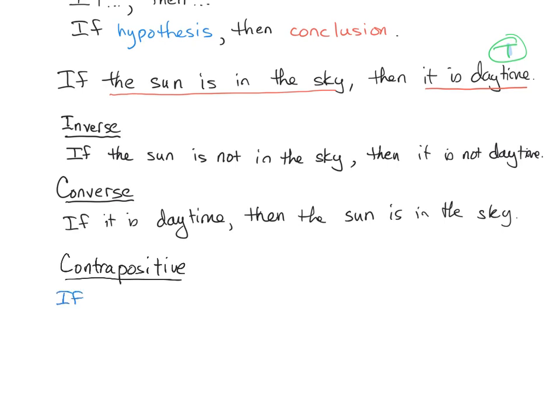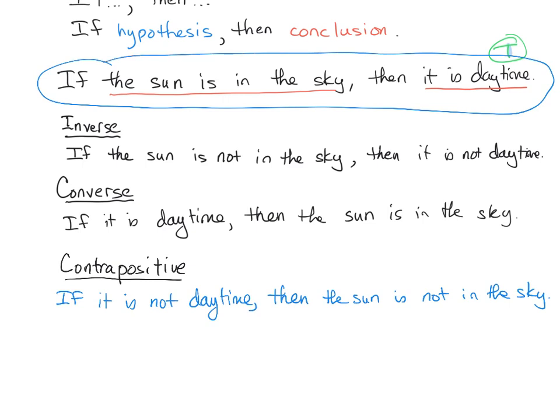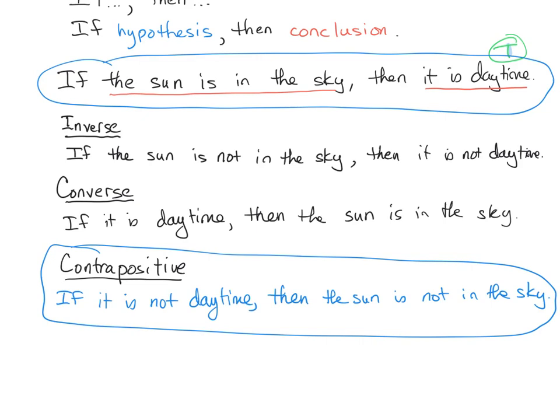If it is not daytime, then the sun is not in the sky. And it turns out that if the original statement is true, so is the contrapositive. Okay, so think about that for a minute. If the original statement, so that's this statement up here, if that one's true, then the contrapositive is also true. And if the first statement is false, then the contrapositive is also false.